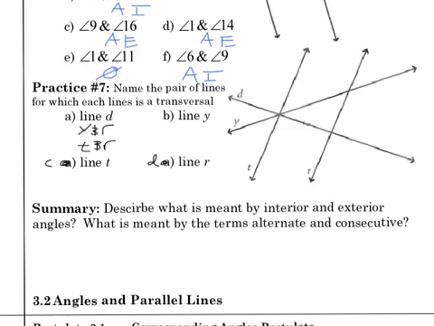Okay, I want you to do line Y, line T, and line R on your own. They might have two pairs that they intersect. They might have one pair. They might have no pairs. So see what you come up with. I'm going to pause the video now, and I'll have the answers up in just a second.